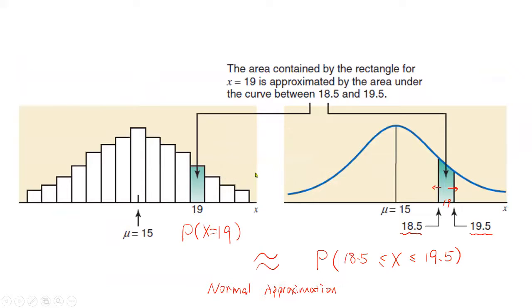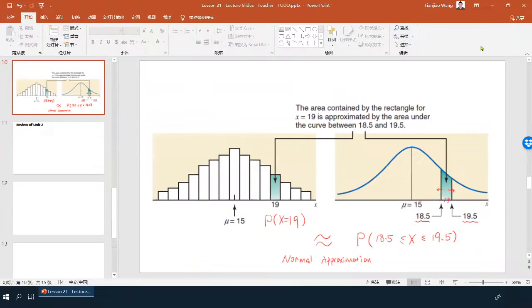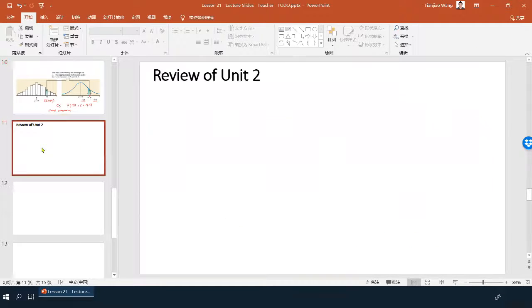let's make a brief review of Unit 2, and tomorrow we'll take the test for the whole Unit 2. All right? Okay, so in Unit 2, what have we learned?